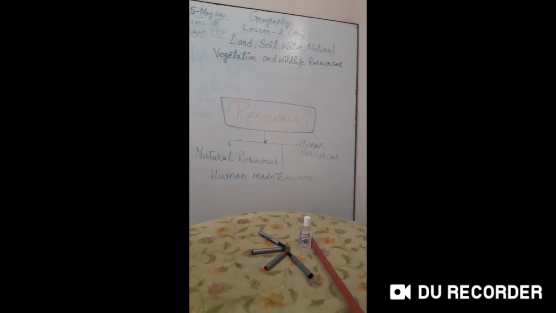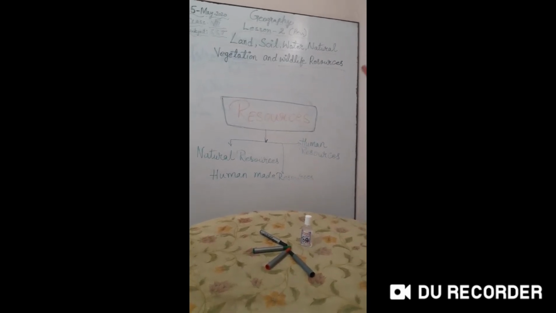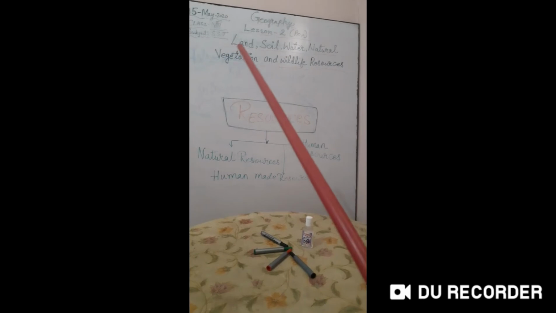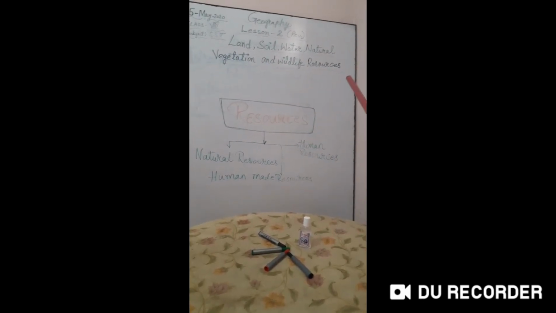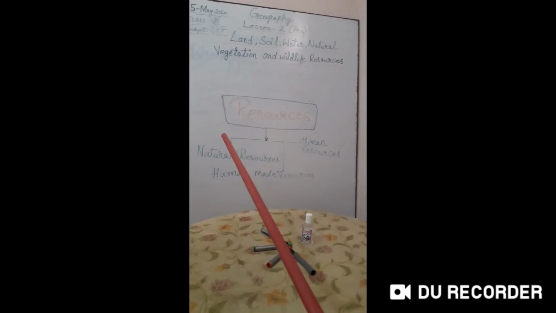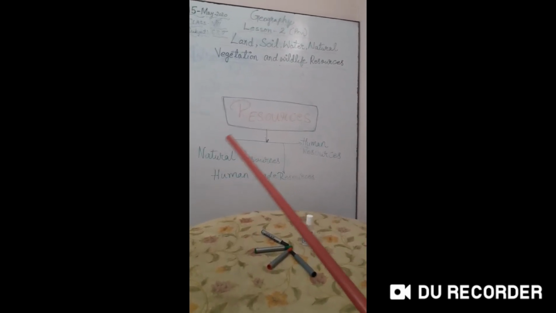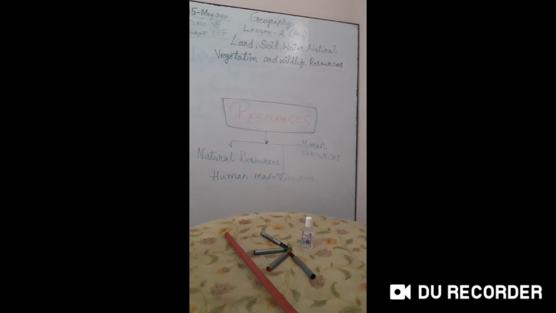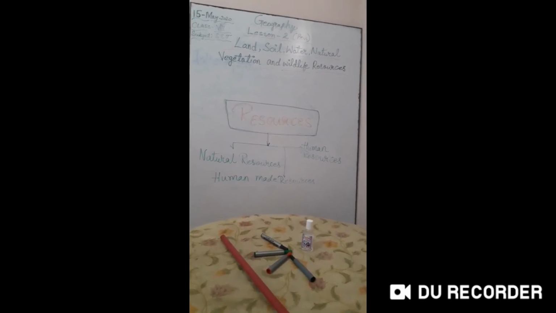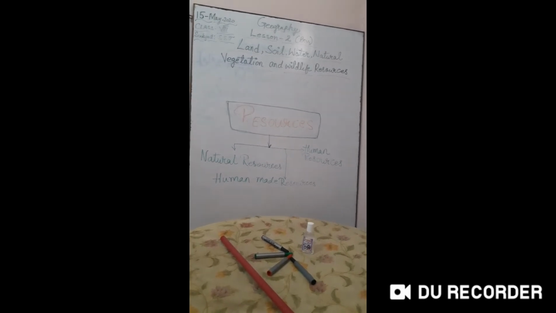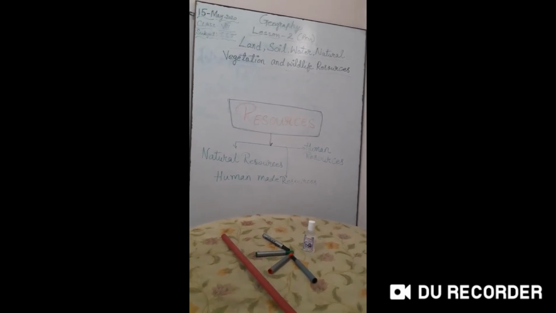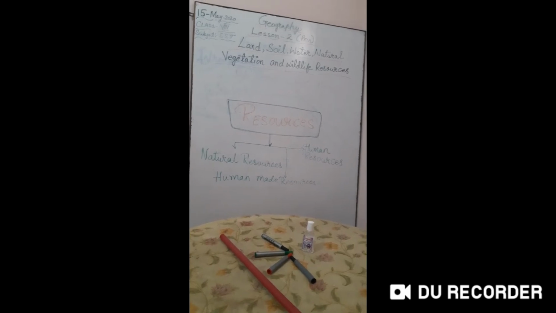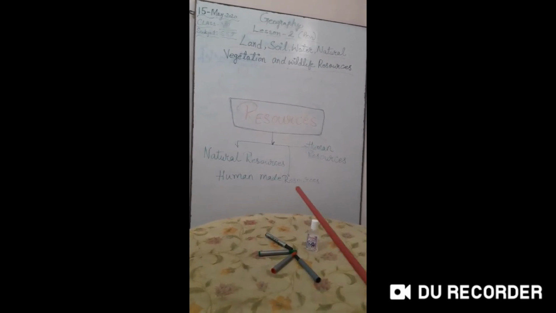You can see today we are revising chapter number 2, and the name of the chapter is Land, Soil, Water, Natural Vegetation and Wildlife Resources. All these are included in natural resources. Other examples are rivers, lakes, air, soils, minerals, trees, mountains, etc. These are natural resources.